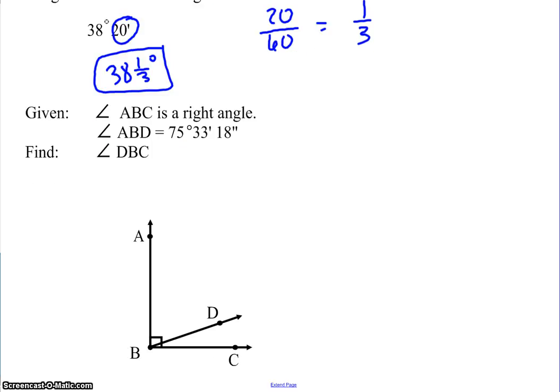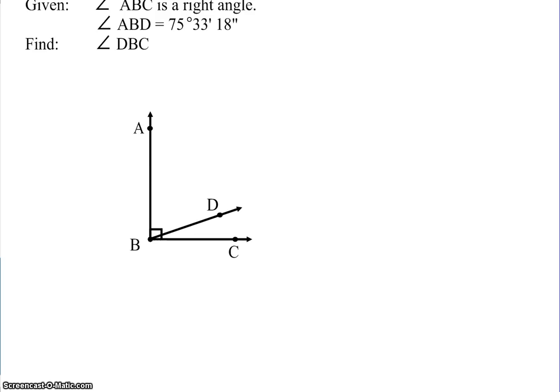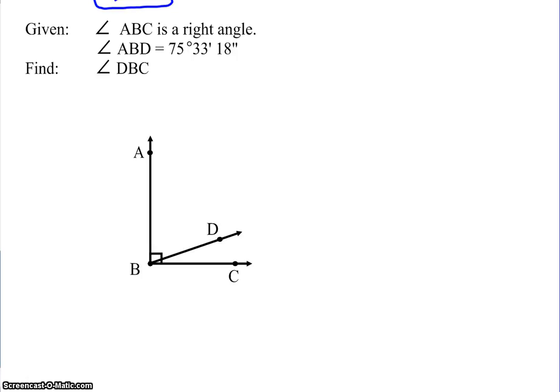Given that this angle is a right angle, that must mean the whole angle has to be 90 degrees, and then they give us this angle right here is 75 degrees, 33 minutes, 18 seconds, and they want to know how big this angle is down here. You're like, whoa, that's a lot of stuff. Well, take it easy for a second. What if this just said 75 degrees? And I asked you, how big is this leftover angle down here?